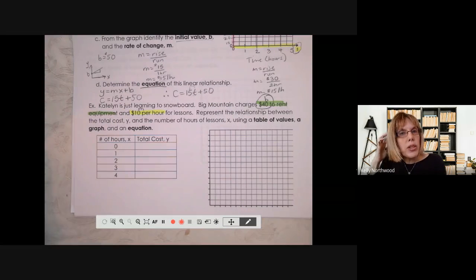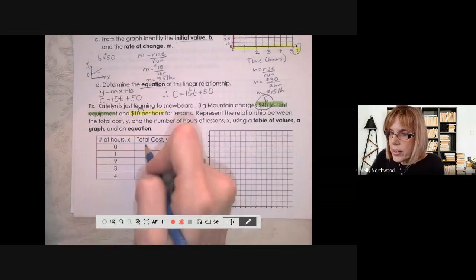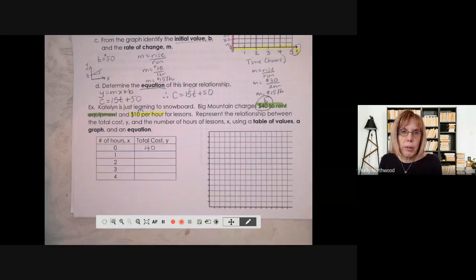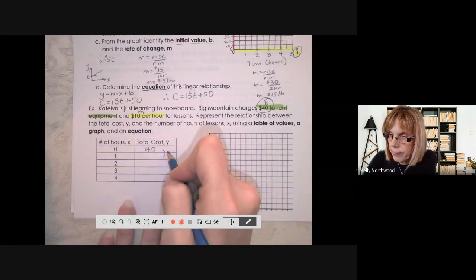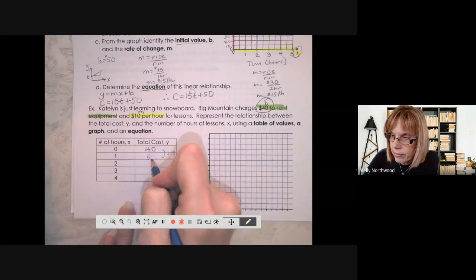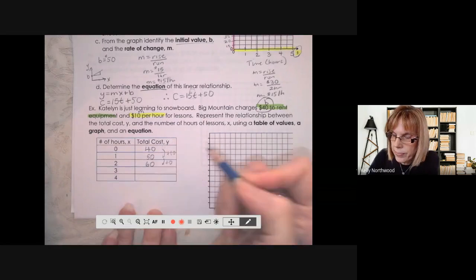Represent the relationship between the total cost Y and the number of hours of lessons X using a table of values, a graph, and an equation. So we should be able to fill in our table really easily. For 0 hours, it costs us $40 to rent the equipment before we've even gone snowboarding at all. If we snowboard for 1 hour, we have to add $10 onto that. And then another $10 if we go for another hour.